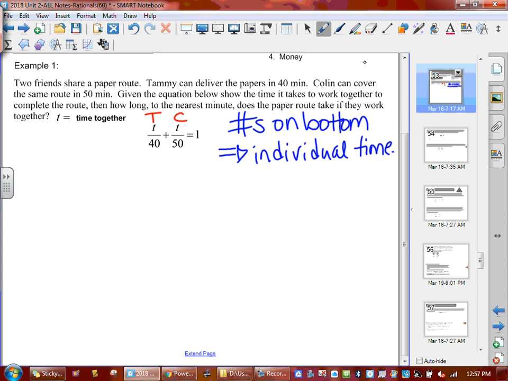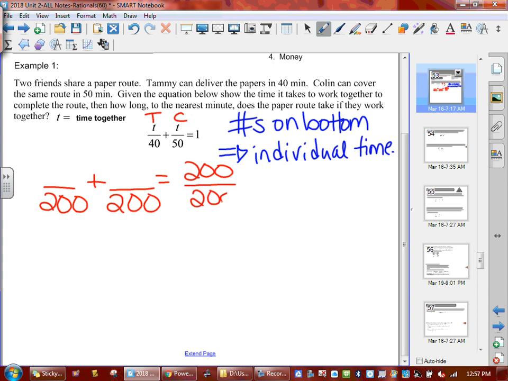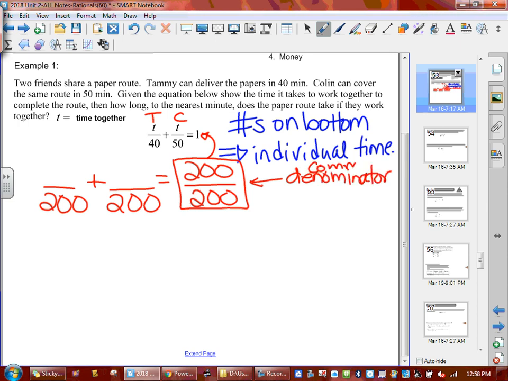So what we've got is 200 for our bottom. So I'm going to have something over 200 plus something over 200 equals 200 over 200. This is the part that's important. Whenever you find your common denominator, you make the 1 on the right become that number over itself. Always, always. Okay? So these over here are the denominator. That's the common.